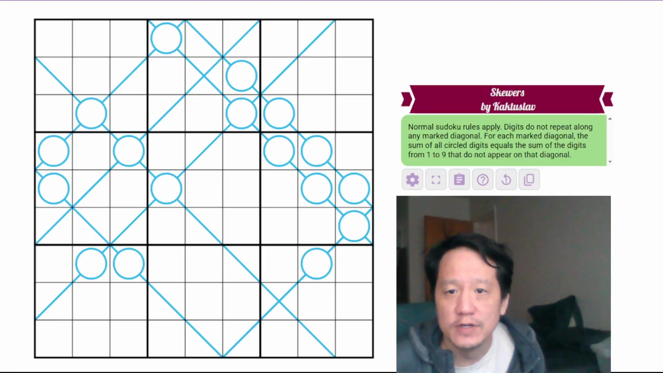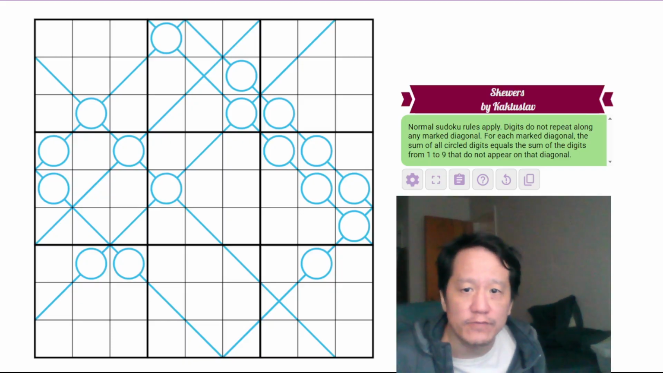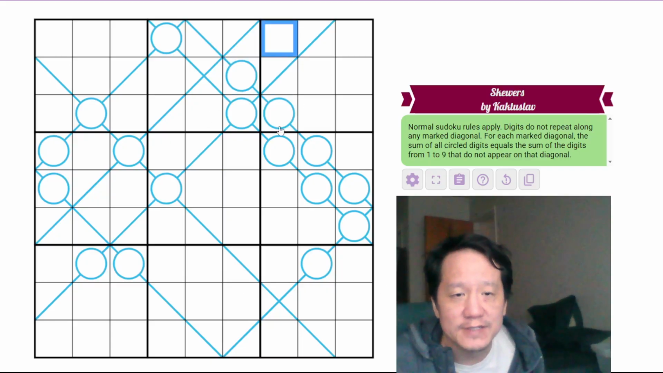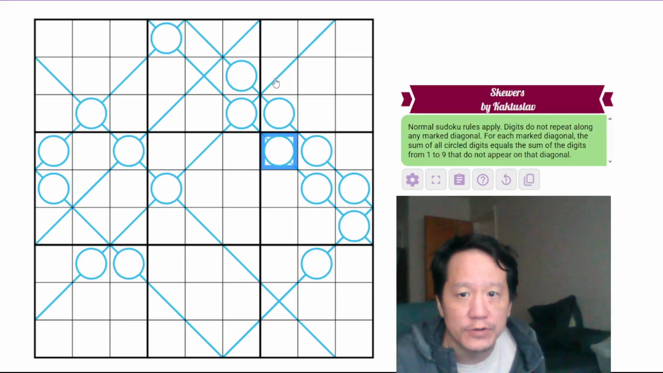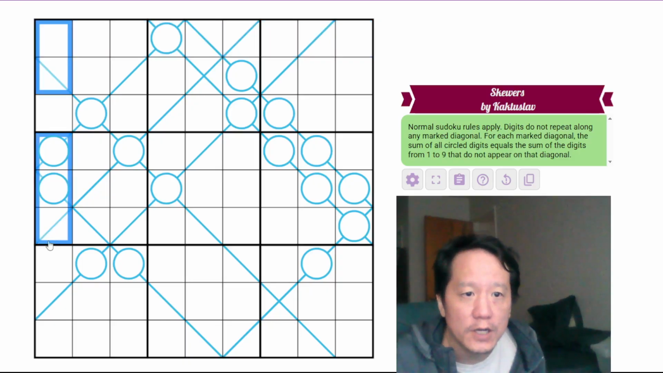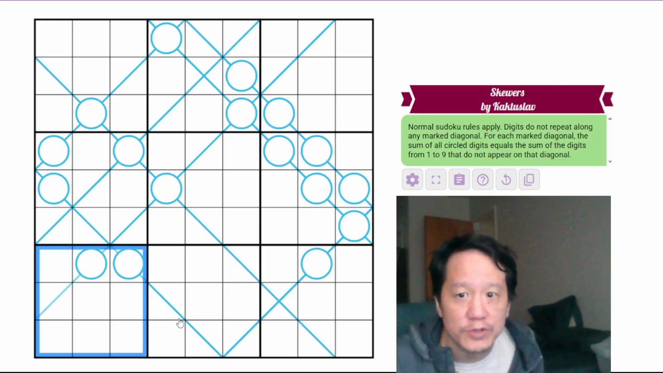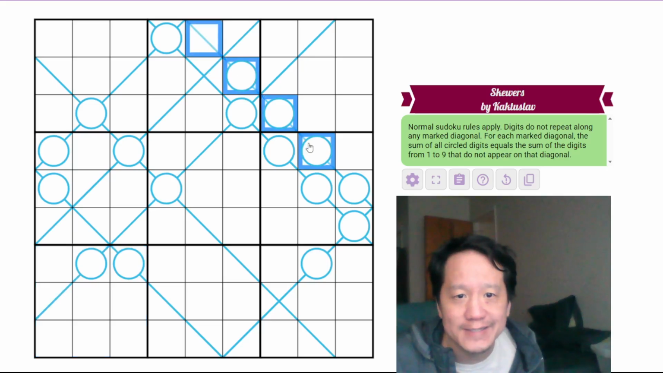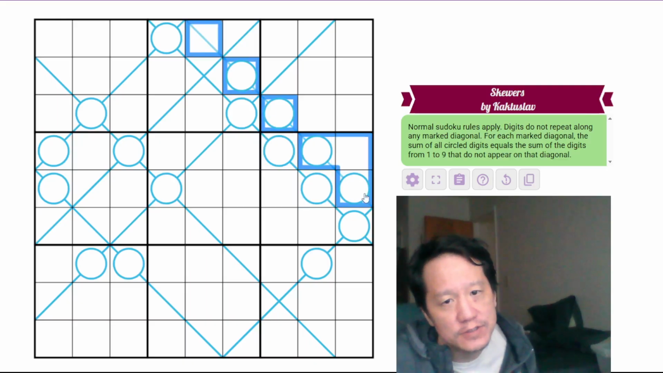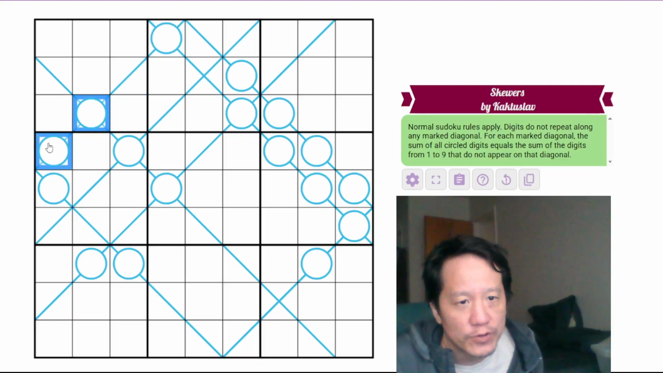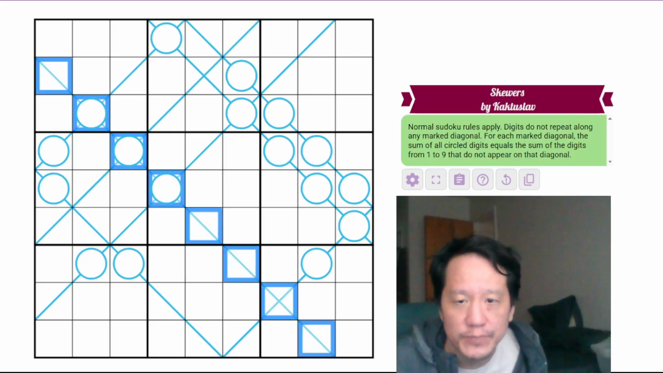Skewers by Koktuslav. And here are the rules. Normal Sudoku rules apply, which means in every cell in the grid, place a single digit from 1 through 9 such that there are no repeats in any row, column, or designated 9-cell region. Digits do not repeat along any marked diagonal. So there are no repeats on any marked diagonal here. Therefore, there cannot be a repeat along here. There cannot be a repeat along here, etc., etc.